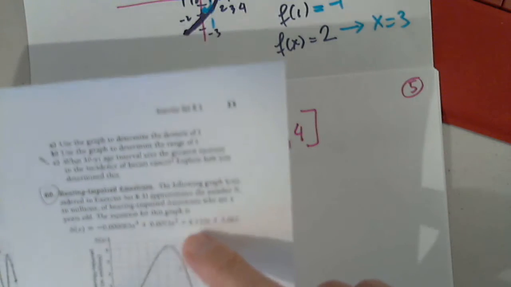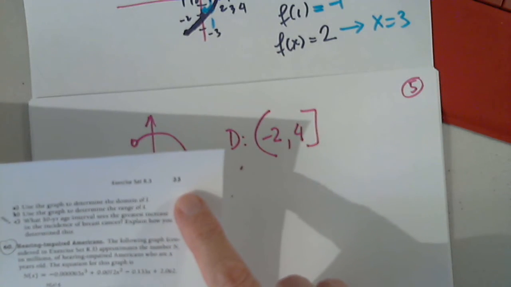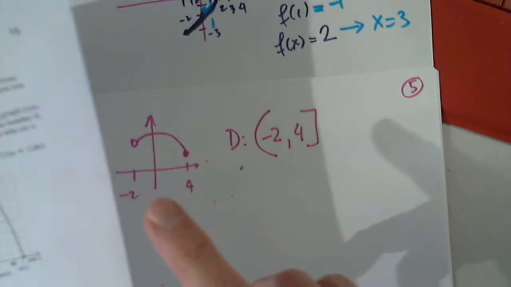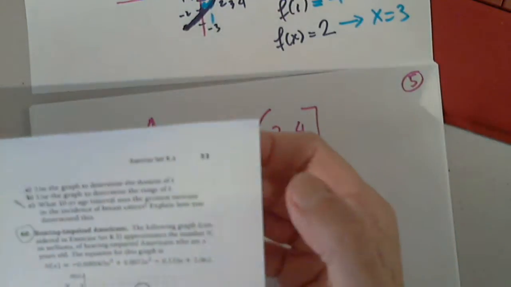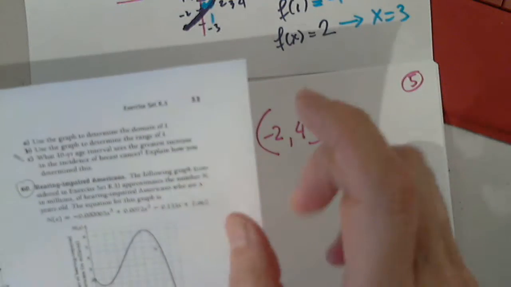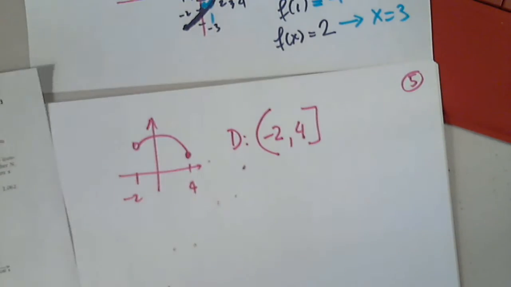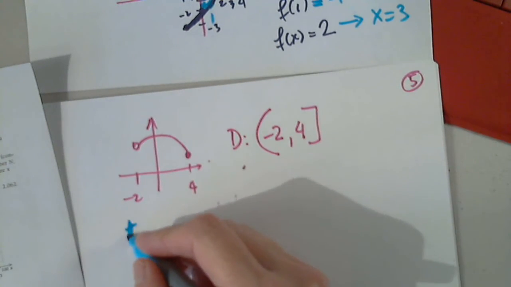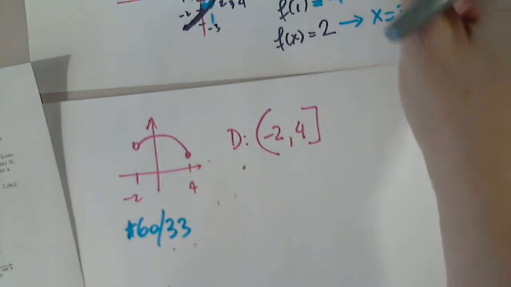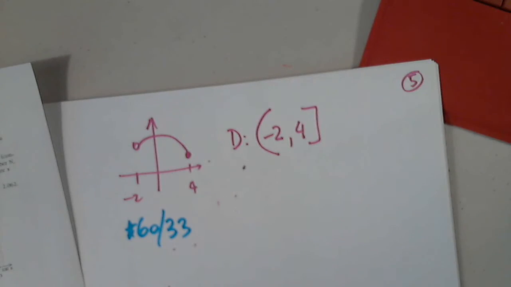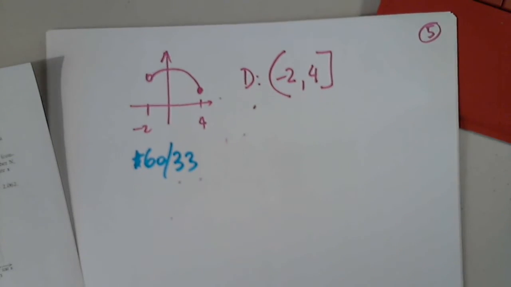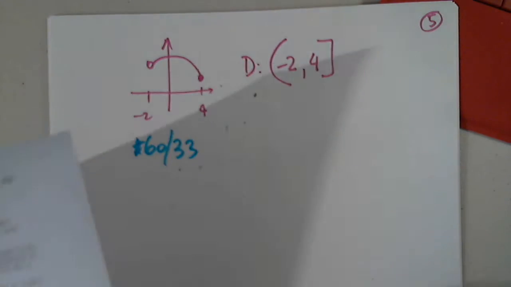What page is that on? The next one, 33. We are still trying to finish R.3 before we move on to R.4. Next page, 33. So hearing impaired Americans, number 60 on page 33. Do you have other questions for me, anyone? Don't let me move on if you have questions, please.